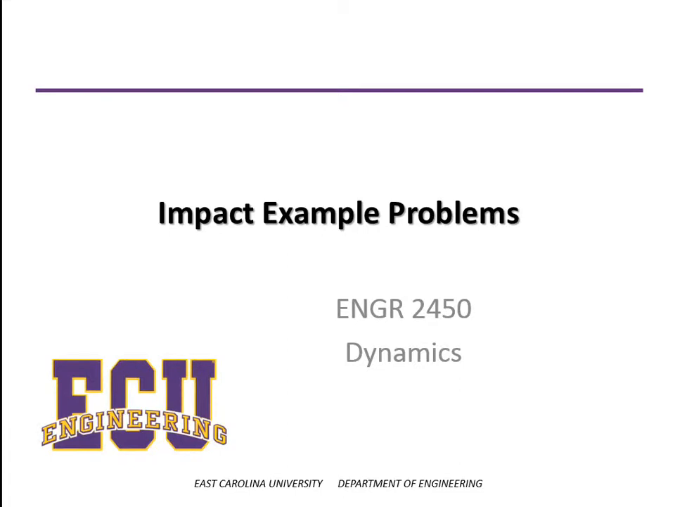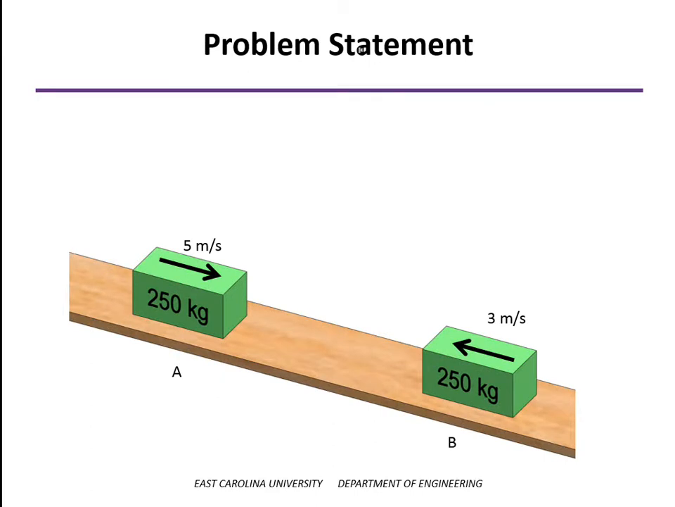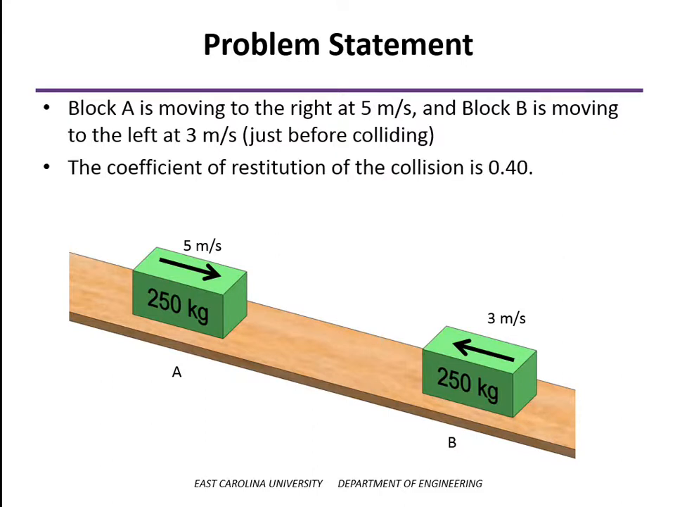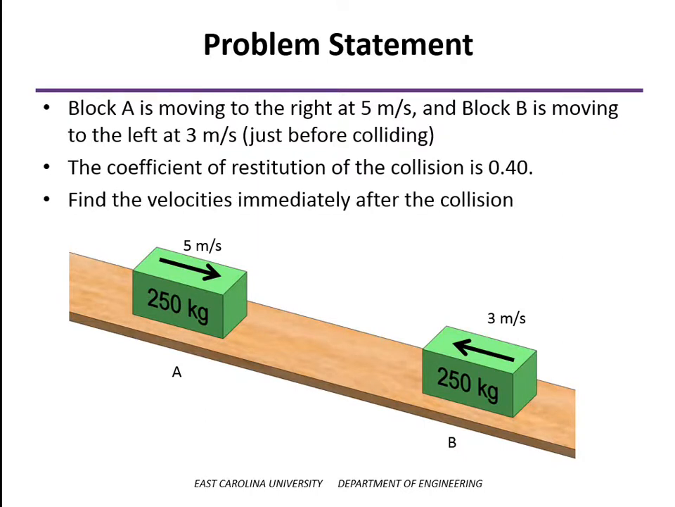In this video, we're going to look at a couple of problems that involved impact between two particles. As a baseline, we're looking at these two blocks labeled A and B, both of them with equal mass, and we've picked 5 meters per second in the positive x direction, or to the right, for block A, and 3 meters per second in the negative x direction, or to the left, for block B. And these are the velocities just before they collide. We've defined the coefficient of restitution as 0.4, and we want to find the velocities immediately after the collision.